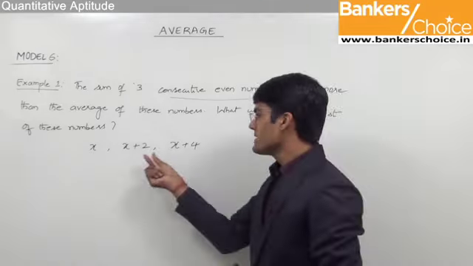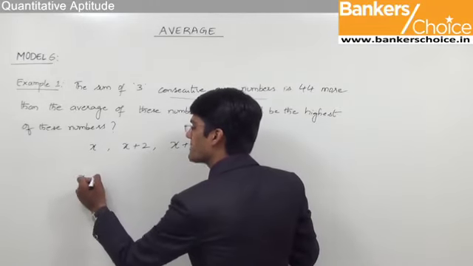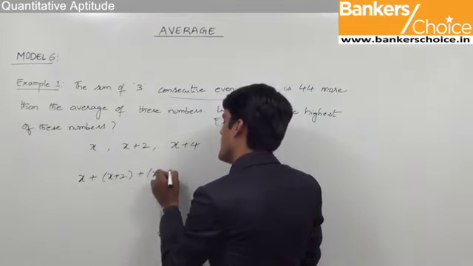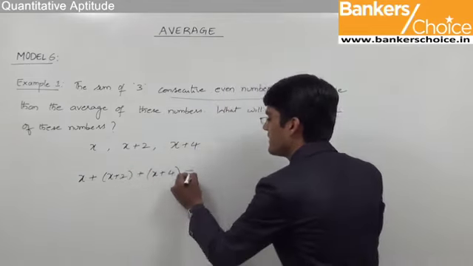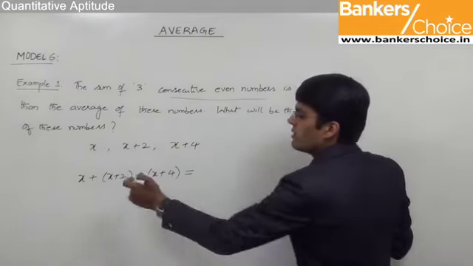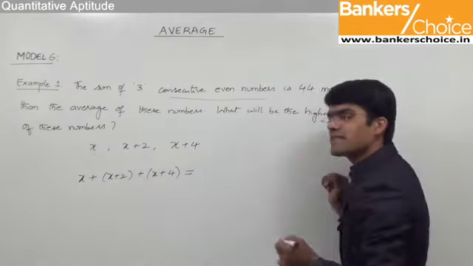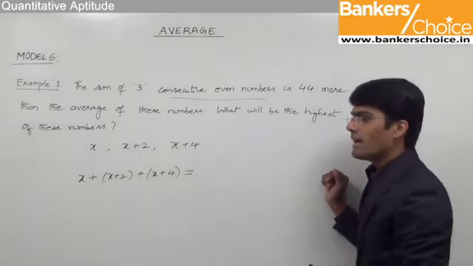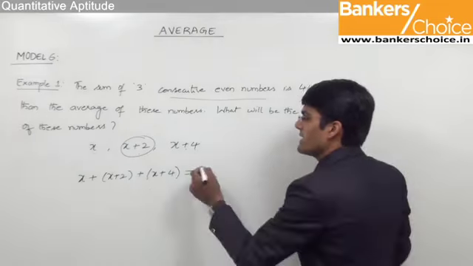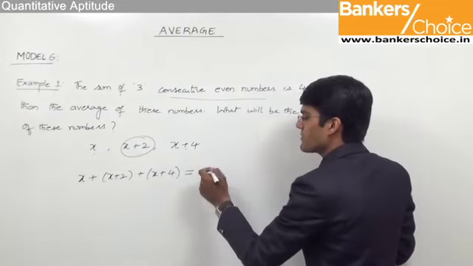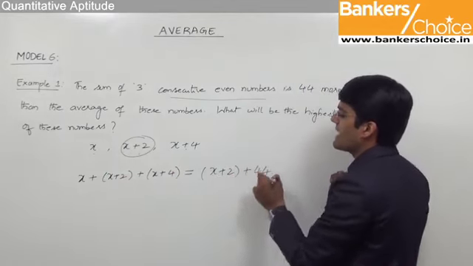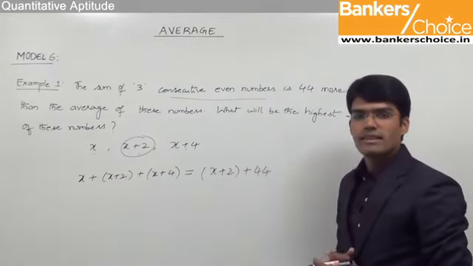So the sum of these 3 consecutive numbers will be x plus x plus 2 plus x plus 4. And this sum is 44 more than the average of these numbers. We know that for 3 consecutive numbers, the average should be the middle number. And the middle number here is nothing but x plus 2. So we can say that the sum of these 3 numbers should be x plus 2 plus 44, as it is 44 more than the average.